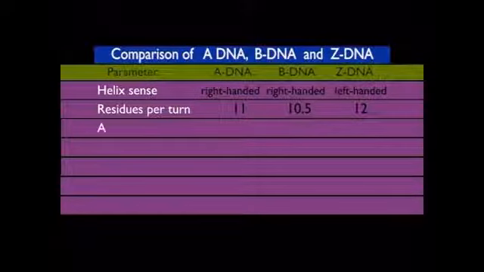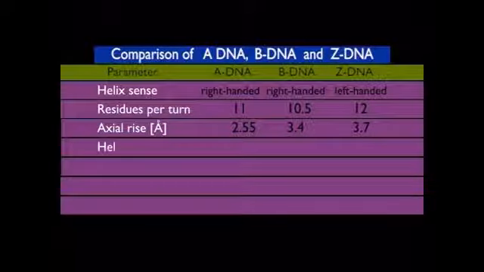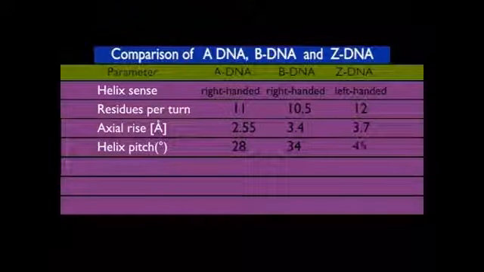Next parameter is axial rise in angstrom. A DNA has 2.55 angstrom axial rise, B DNA has 3.4 angstrom axial rise and Z DNA has 3.7 angstrom axial rise. Next parameter is helical pitch in degree. A DNA has 28 degree, B 34 and Z 45.